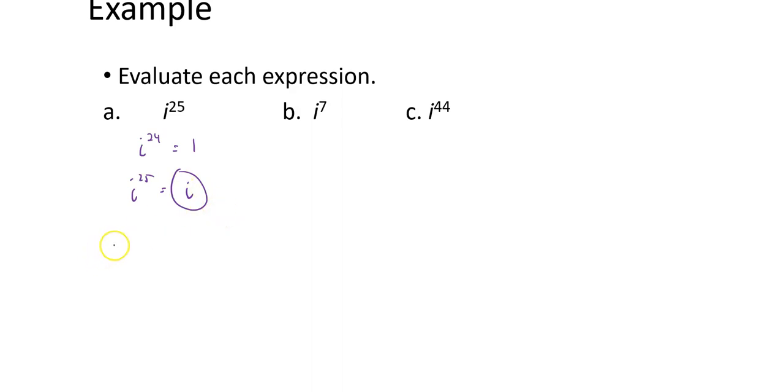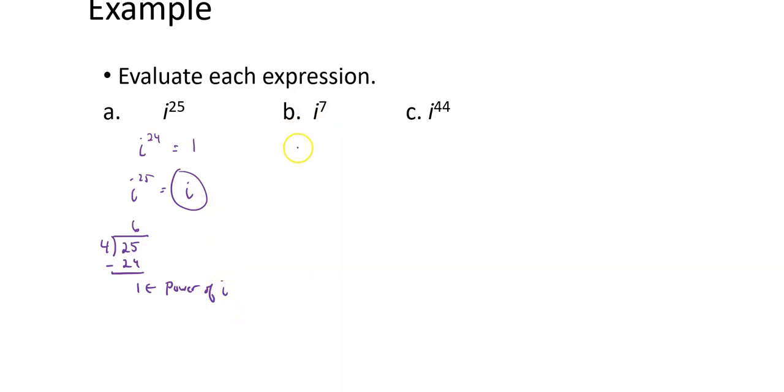The other thing you can do is this. Take 25 and divide it by 4. You'll get 6. What's your remainder? That's the power of i. So right there I have i to the first.